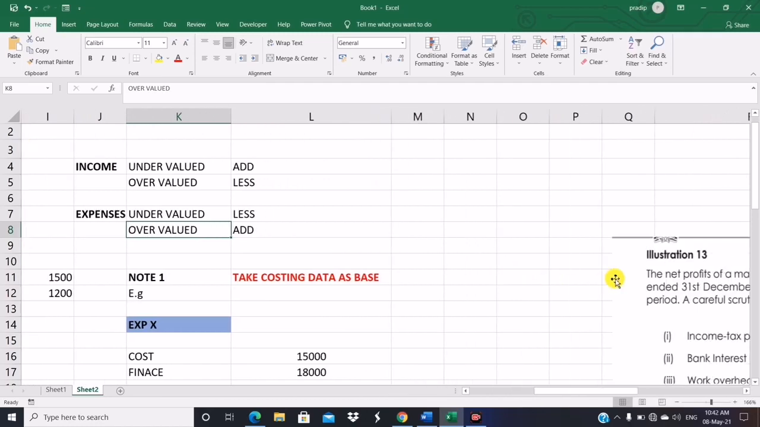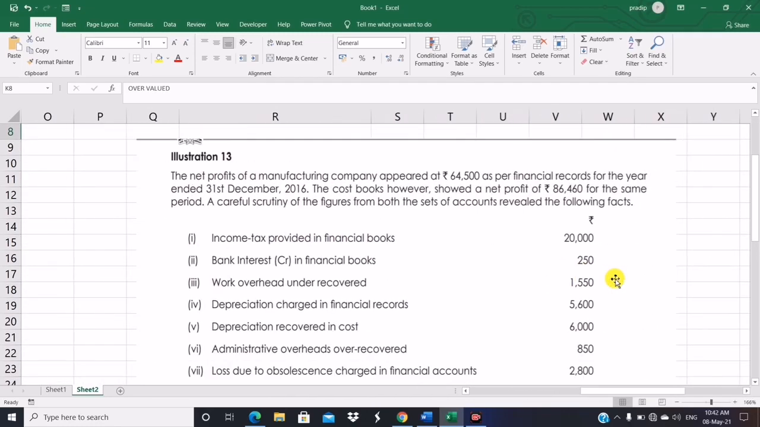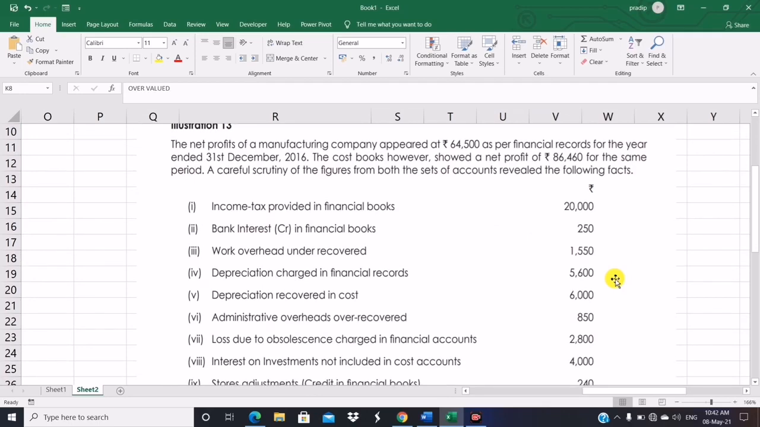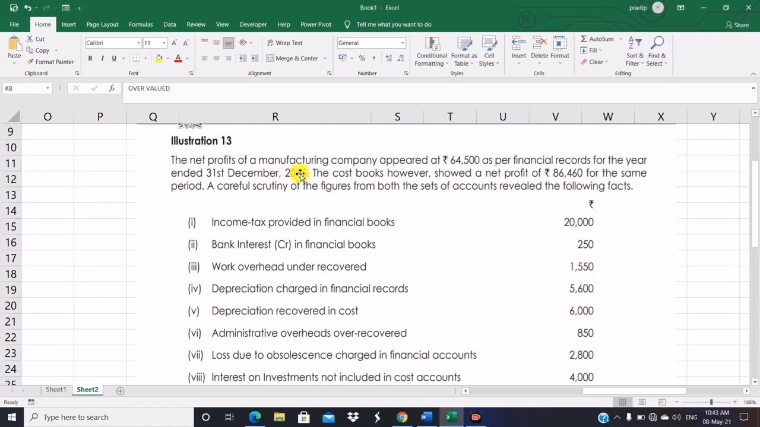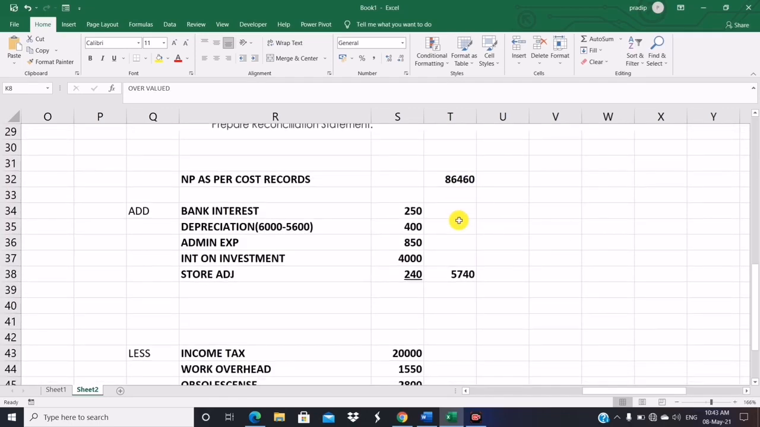So now let's start with illustration number 13. I will give you some clarification in this example, illustration 13, so that you will be able to clear the concept very well. So now let's start. The net profit of a manufacturing company appeared at 64,500 as per financial accounting for the year ended 31st December 2016. So as per format, we have to put 64,500 at the last. The cost book, however, showed a net profit of 86,416 for the same period. A careful scrutiny of the figures from both sets of accounts revealed the following facts. So here I have mentioned the answer.